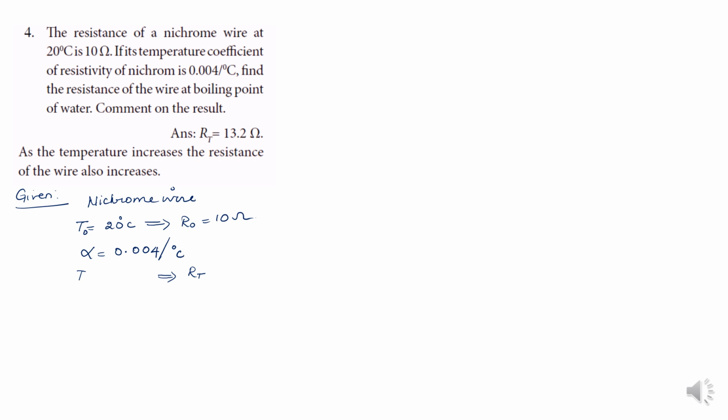They have to mention at what pressure. If nothing is mentioned, you can take it as 1 atmospheric pressure. So the boiling point of water is 100 degrees Celsius only at atmospheric pressure. So if it is not mentioned, we can comfortably take the pressure as 1 atmosphere. So the boiling point of water is 100 degrees Celsius. So when T is equal to 100 degrees Celsius, find the corresponding resistance value.